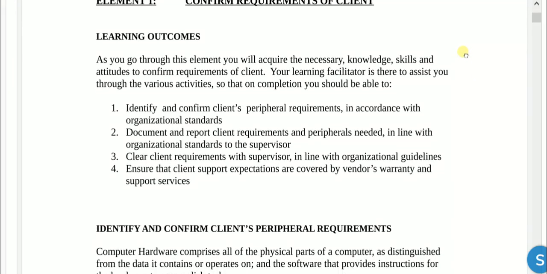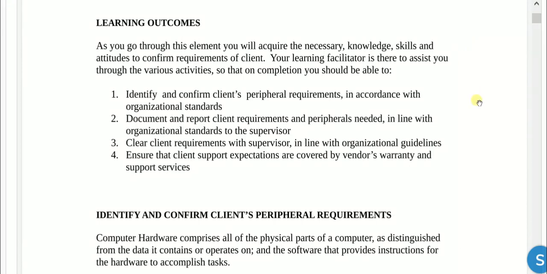So let's say you are called to a particular establishment and they want office settings. You would need to ask questions to identify the various peripherals that will be needed, based on the type of job or duties that will be carried out in that specific office. So that's why you see identify and confirm client's peripheral requirements.